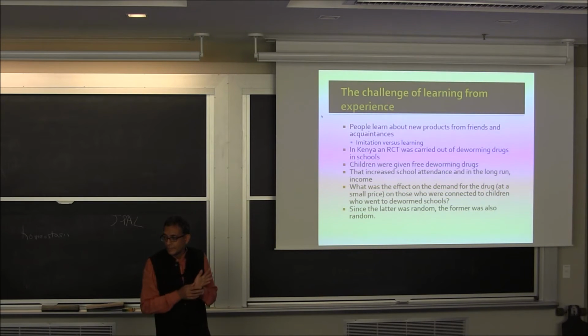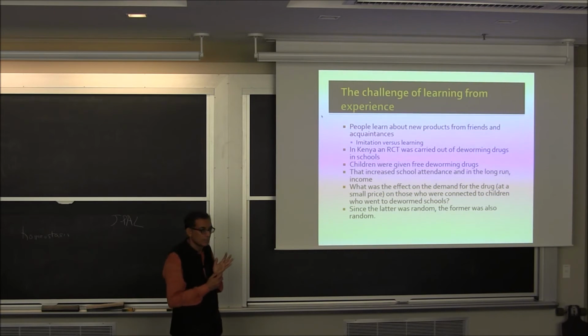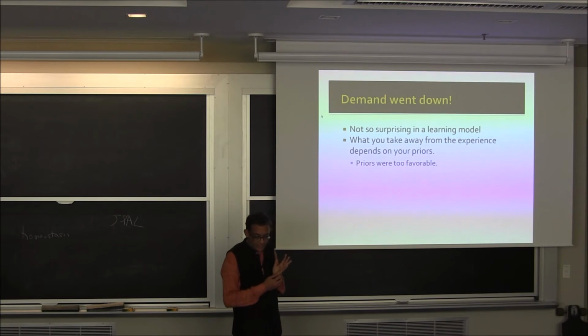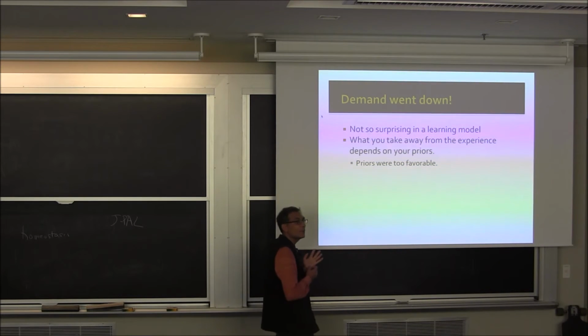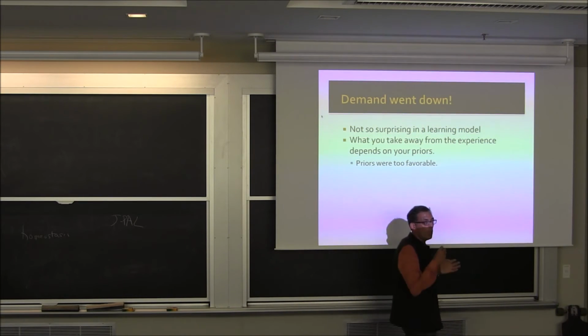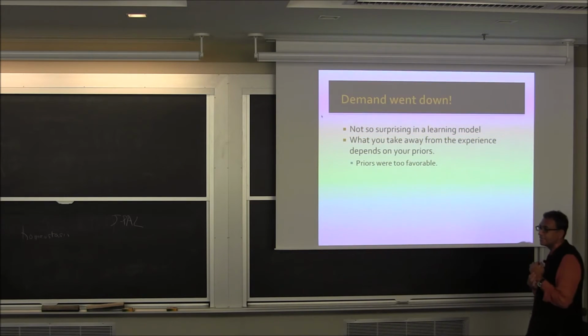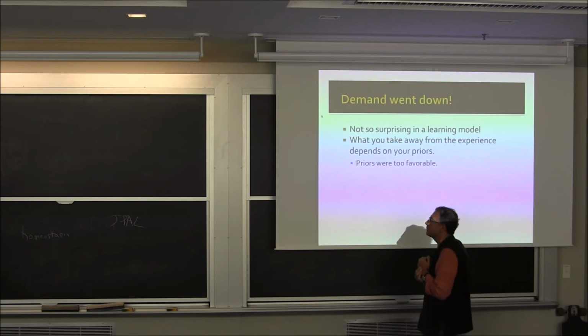I would predict that the effect of the small token change becomes smaller because you're not making decisions in the face of opacity anymore. You have more information. That's a reasonable guess, except that that's not what happened. The demand went down. People who knew anybody who had taken the pill didn't take it. Why?